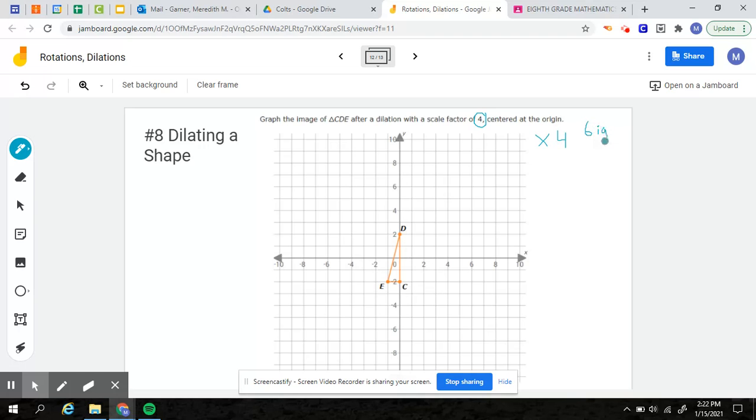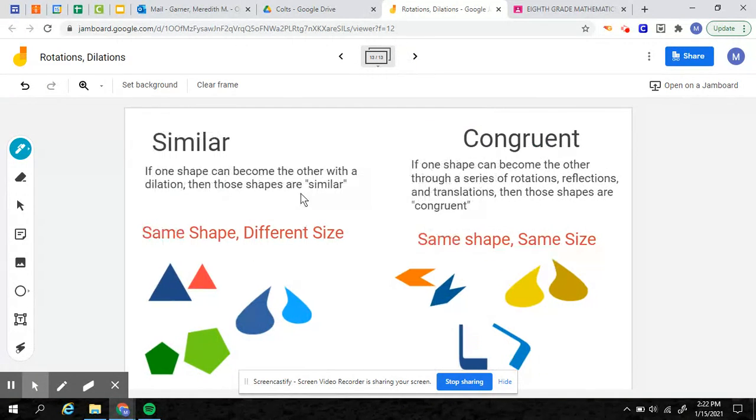Okay? And then the very last thing we have to cover is we have 2 new vocab words. The first one is similar. Similar is if one shape can become the other with a dilation. So if you have a shape and you dilated it, the two shapes are considered similar. So they're the same shape, but they're just going to be a different size.